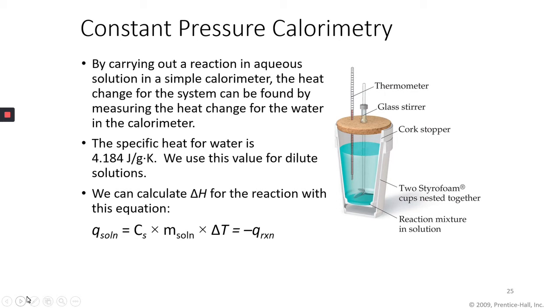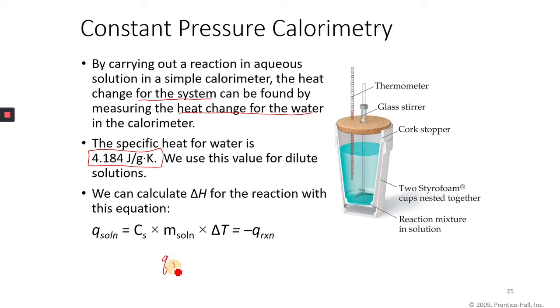What this basically equates to is that the heat change for the system can be found by measuring the heat change for the water in your calorimeter. And remember, we know the specific heat for water. That is very well documented. And by the end of this chapter, you'll just have that number memorized. So we can calculate delta H of the reaction using this.